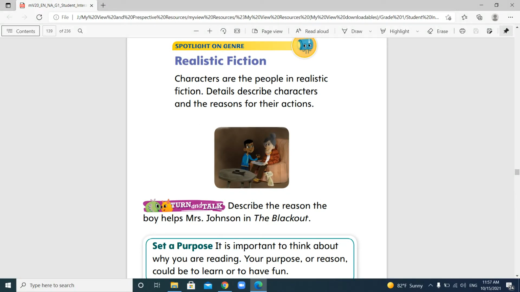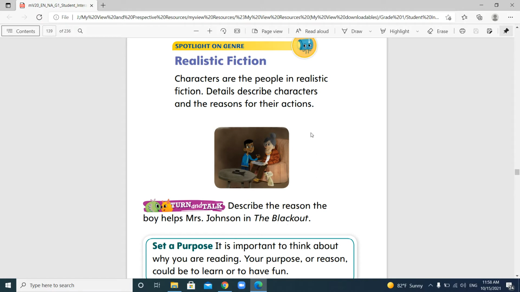Here it shows you a picture of the story Blackout, when the boy went to check on Mrs. Johnson, right? Okay, so it says here, describe the reason the boy helps Mrs. Johnson in the story Blackout. We talked about the boy. Why did the boy do that? What kind of boy do you think he is? For example, Kenan said, because he's kind. Another person said he likes to help. That shows that the character is a nice person and he's very helpful.